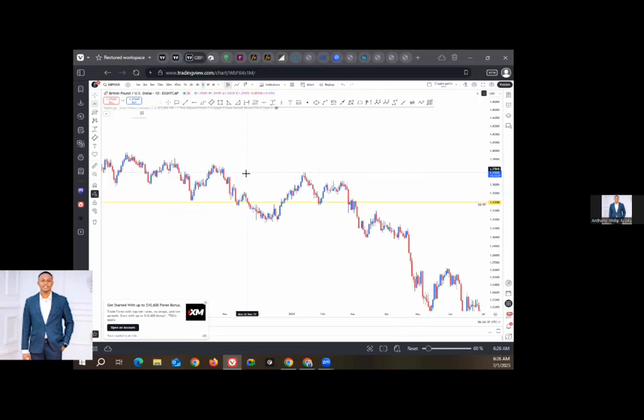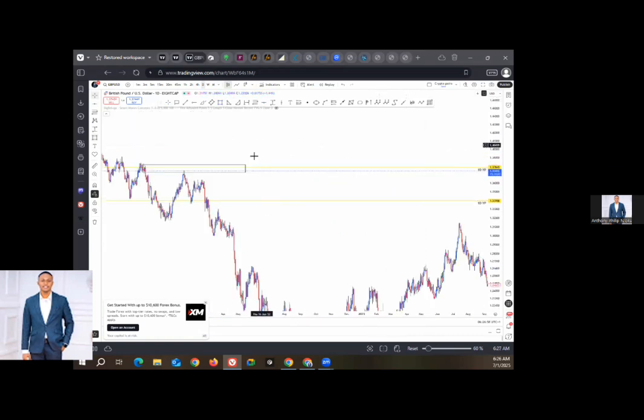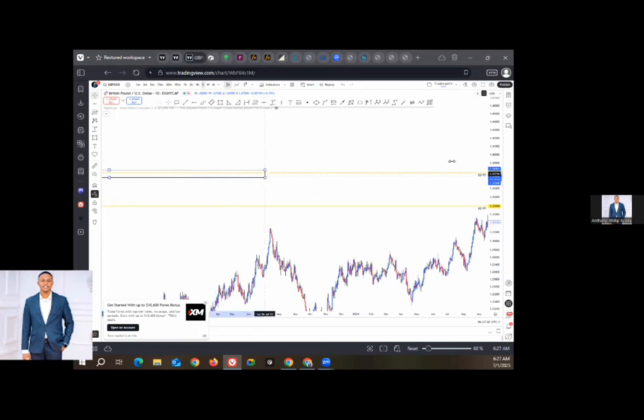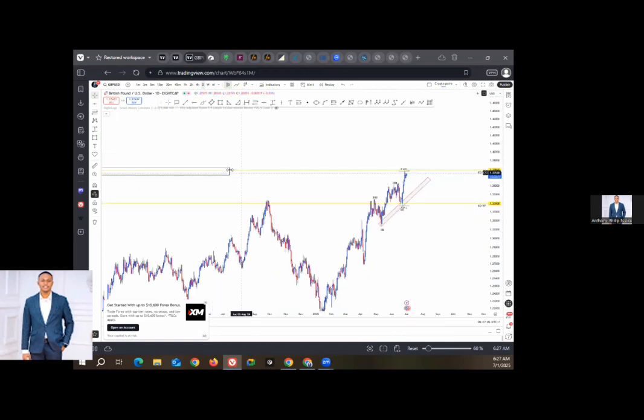So from what I can see, there is the supply zone over here, all the way here. I'll mark that out, and then I'll also take this region. I'll extend it to the left where the market is currently. Then I would give that a natural color.